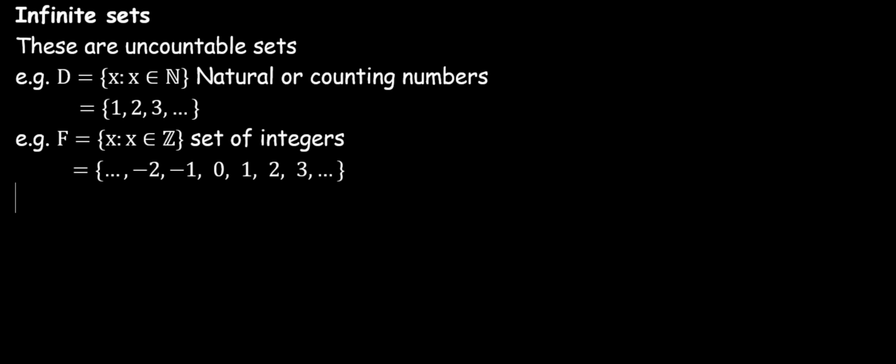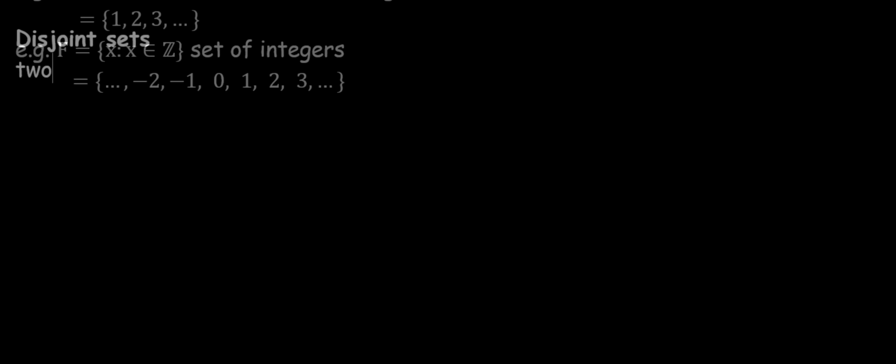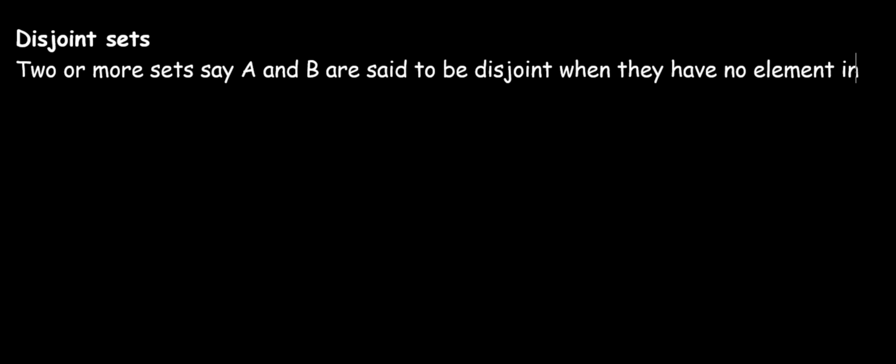The next terminology is disjoint set. Two or more sets, say A and B, are said to be disjoint when they have no element in common. That is A intersection B equals the empty set.